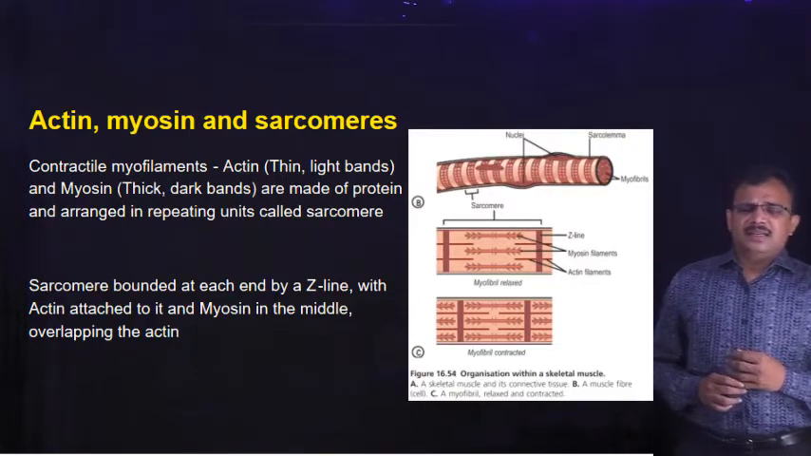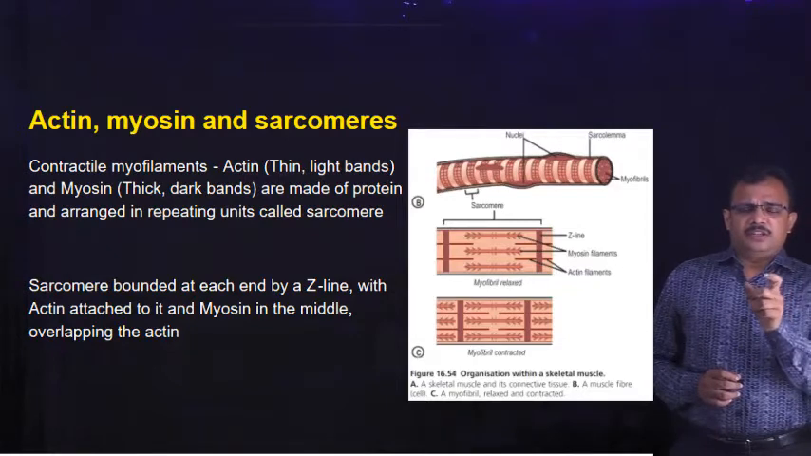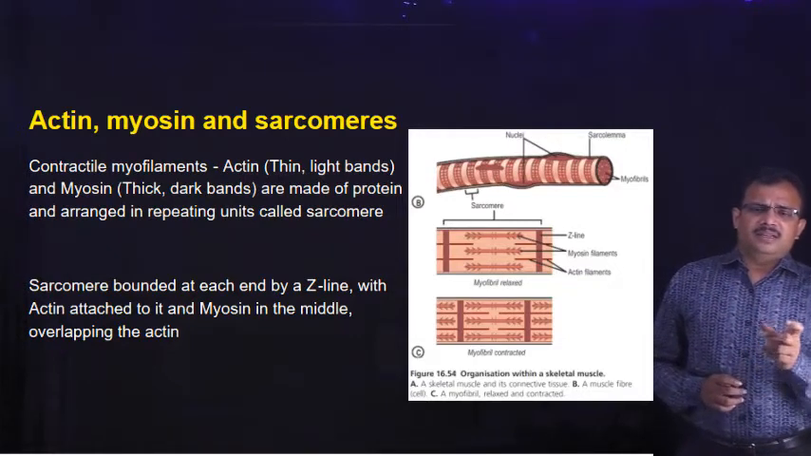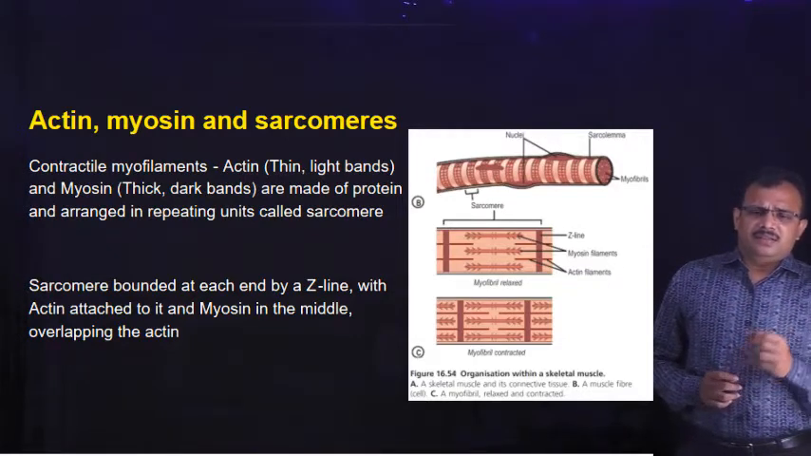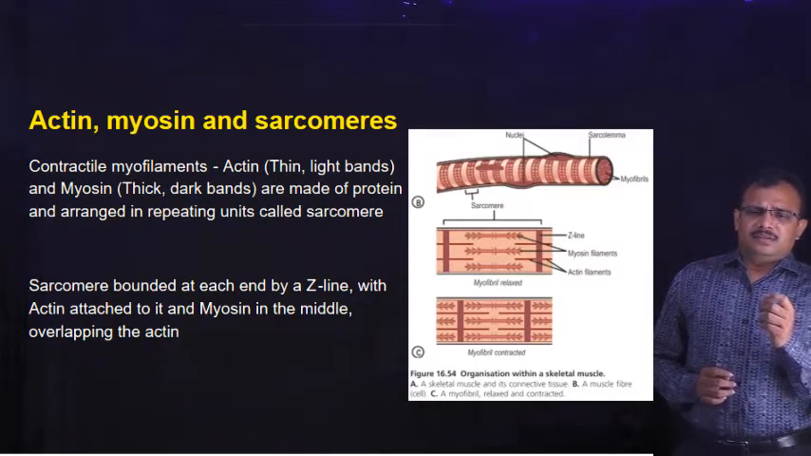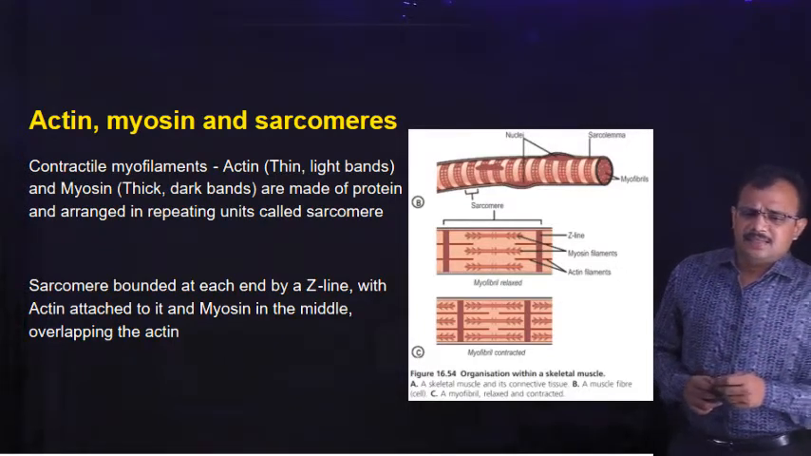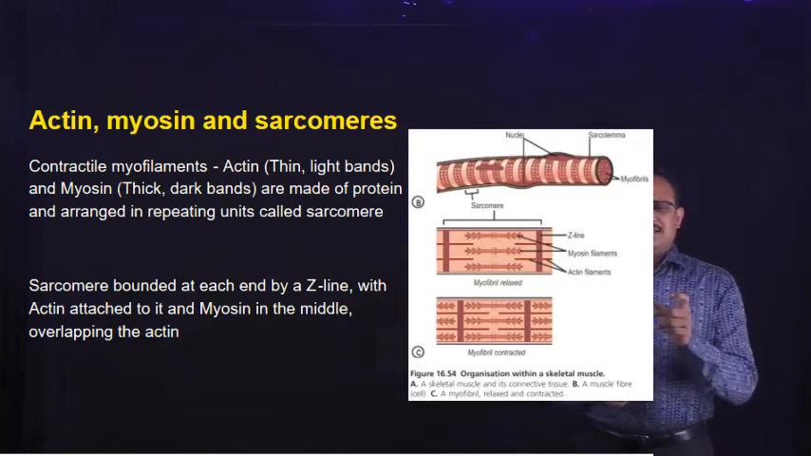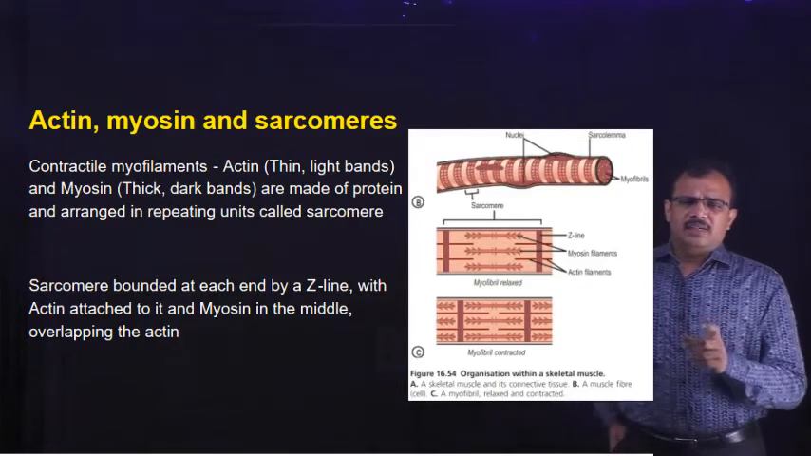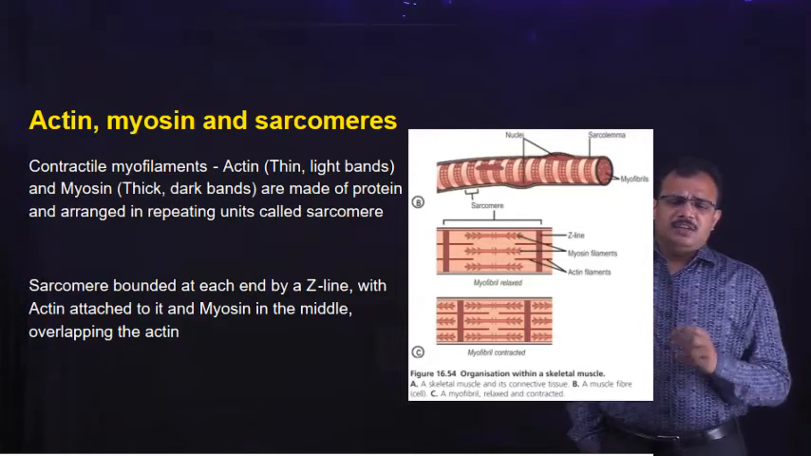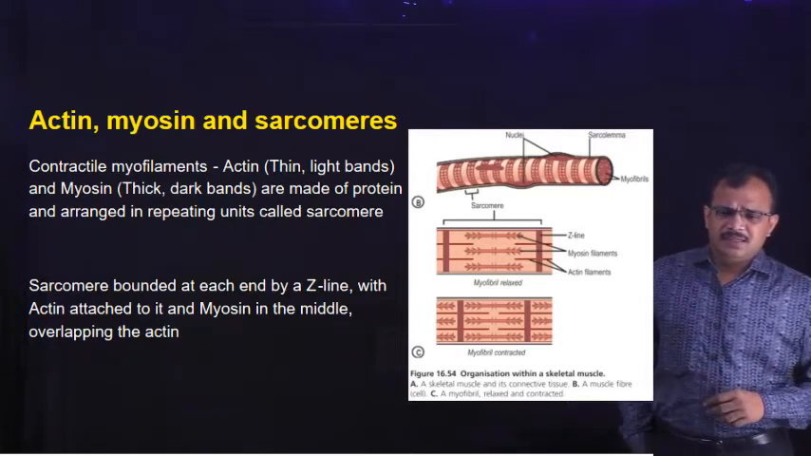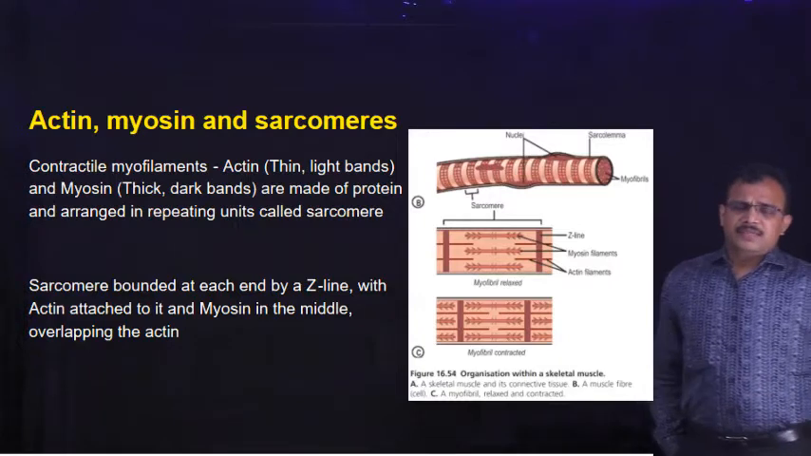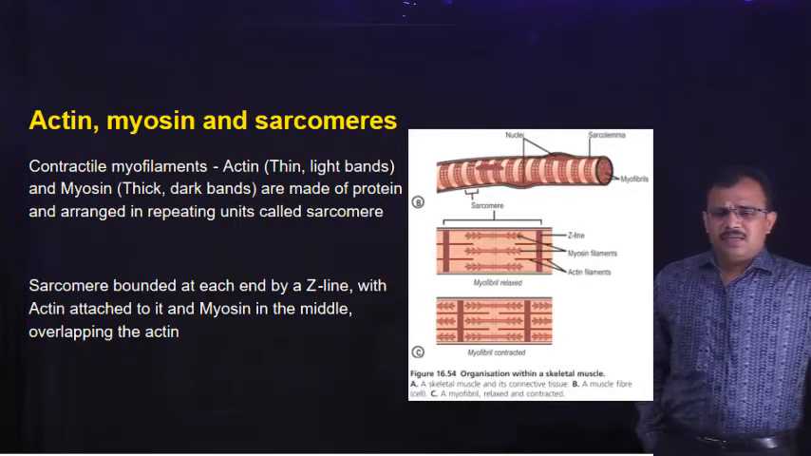And this arrangement of thin filament and thick filament alternately is distinguished as a sarcomere. So we can call them sarcomeres, and these sarcomeres are arranged continuously in the skeletal muscle cell. Now we will see what a sarcomere consists of.